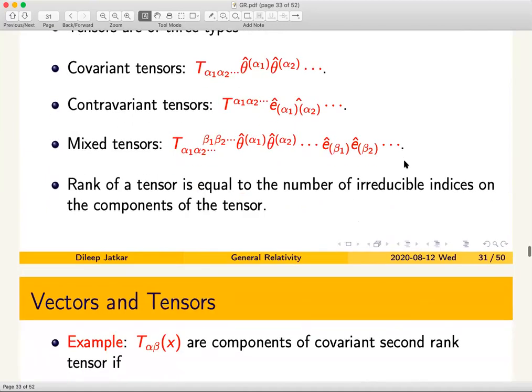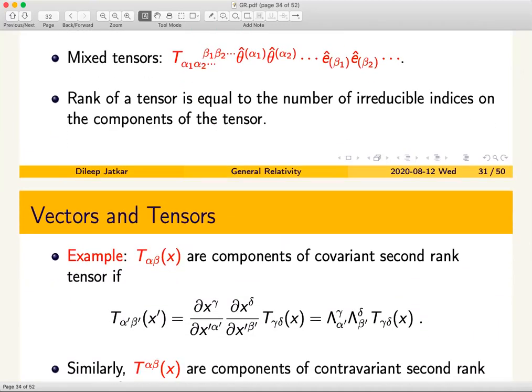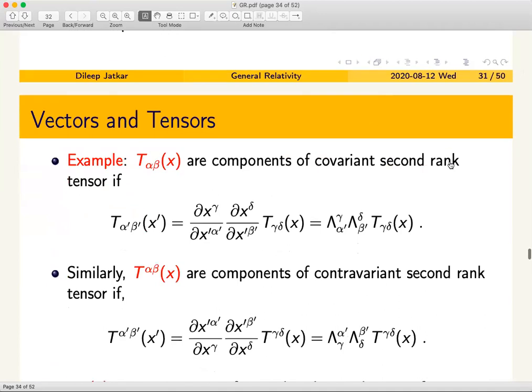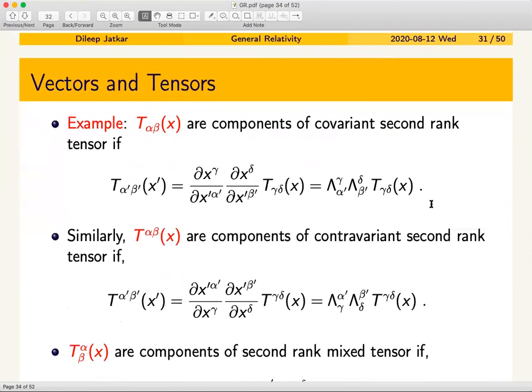Fine, so let's go down and look at some examples. T alpha beta, with alpha beta indices downstairs, are components of a covariant second rank tensor if the following is true: T alpha prime beta prime as a function of x prime is related to T gamma delta as a function of x in this fashion, which is del x gamma by del x prime alpha prime times del x delta by del x prime beta prime.